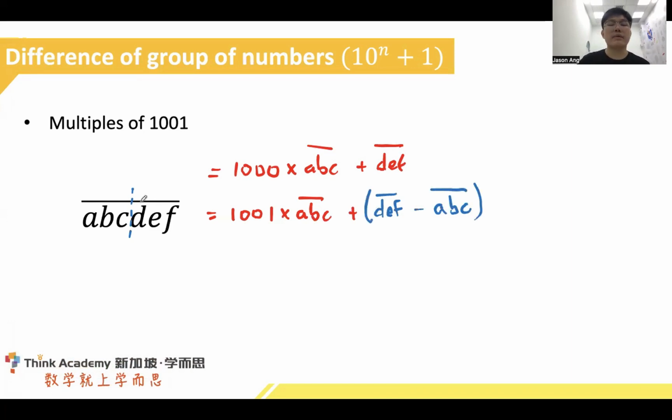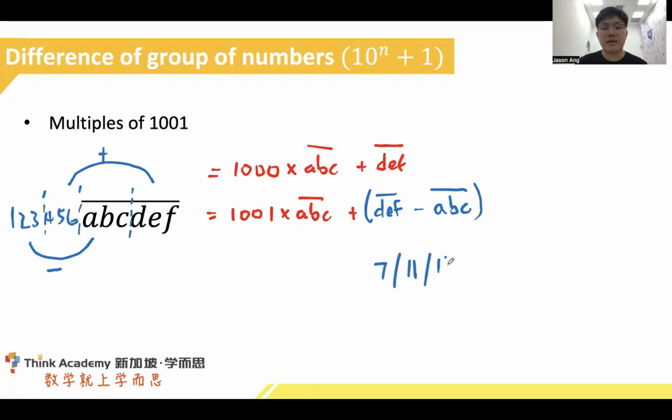So again, this time every 3 numbers. Even if we have more numbers, 1, 2, 3, 4, 5, 6, same thing. Add these two pairs together, then subtract these two pairs, or the other way around, whichever actually gives you a positive value. And take note again, this 1001 can also help us in the calculations of 7, 11, and 13.